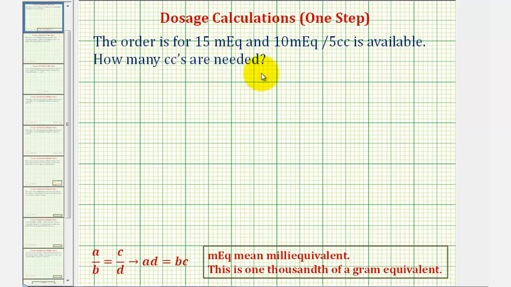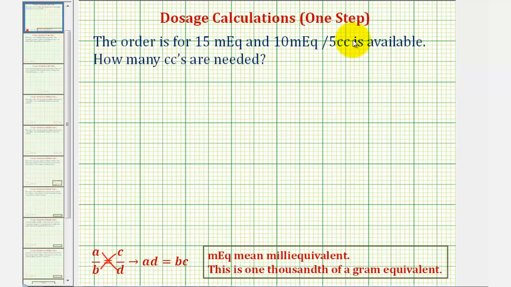To determine the dosage, we'll be setting up a proportion where we set two rates equal to each other, and as long as the units of A and C and the units of B and D are the same, then A times D will always equal B times C. So if we have one unknown, we can solve for the unknown using this equation here. And just for some background information, mEq means milliequivalent. This is 1,000th of a gram equivalent.